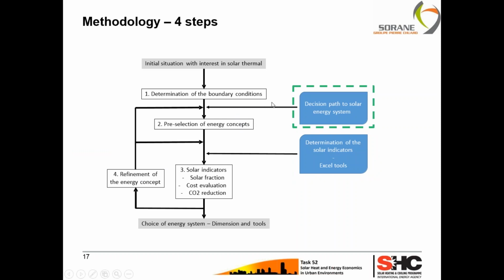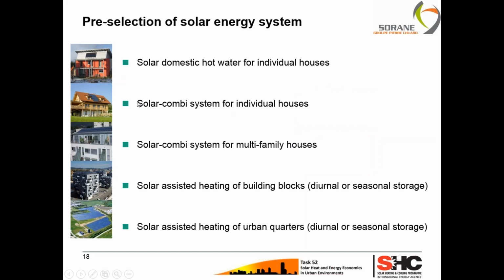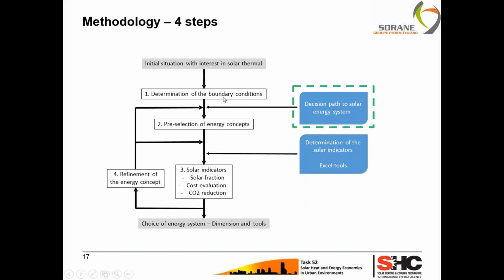So here, mainly the methodology, there are these 4 steps. First you have the boundary conditions, and in the task we made a decision tree. Basically, you ask a question and you answer yes or no, for example, is there any existing solar heating district in proximity in your region, and things like this. And the idea from this boundary condition and answering a set of questions is to link it to an energy concept. And these energy concepts are the ones we made in the benchmark. It was the first step.